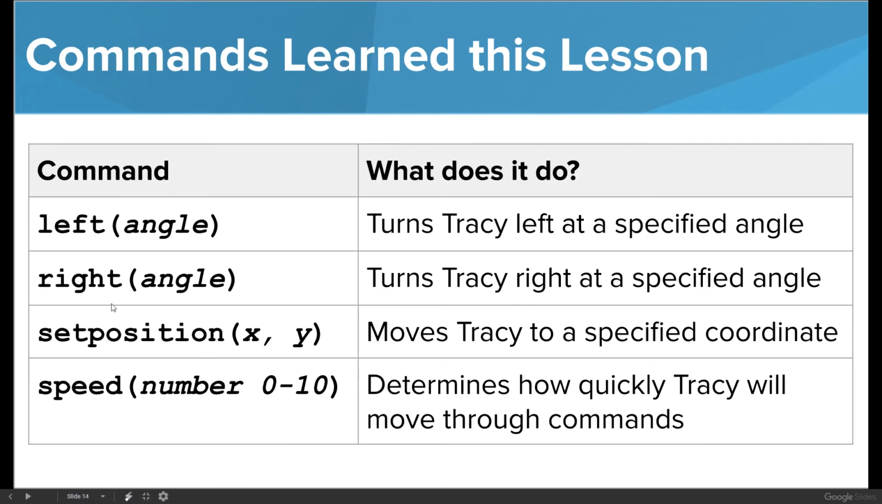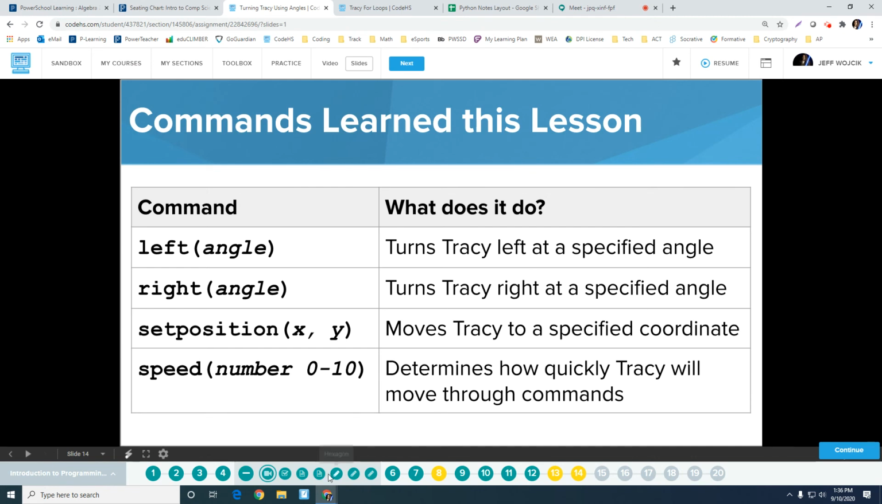So here are your new commands. You already should have left and right in your Python notebook, but put set position and speed in there. These are the new ones, set position and speed, to move her to a specific coordinate or to change Tracy's speed of moving through commands. So those should definitely be in your Python notebook so that you can refer to them in later challenges. And again, if you want to look at these examples again, it's all right here in your CodeHS editor. Once you log in, you can go view these exercises again.